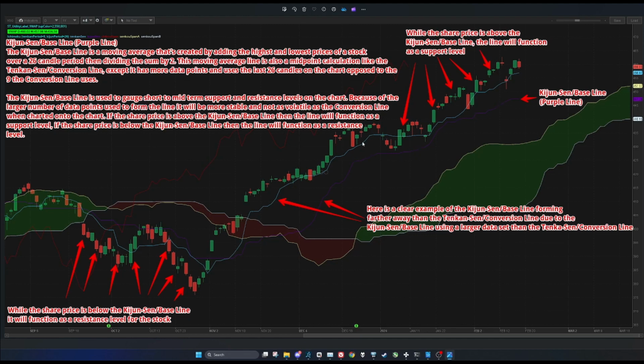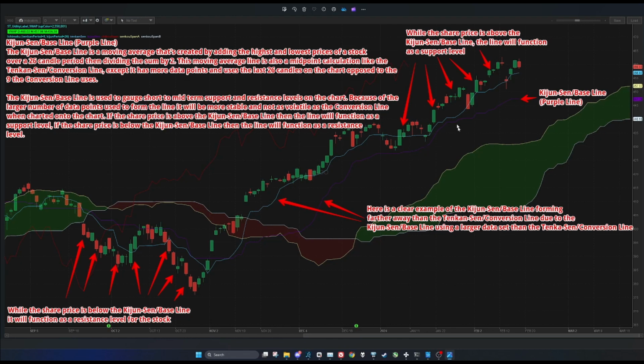So this line acts as a midterm support and resistance. So it's more significant than your Tenkan-sen conversion line, the blue line. And it's going to be a little bit further away compared to your share price. So as you can see, it's further away from the share price pretty often compared to the conversion line, which sticks closer to the share price. So as the stock is going up, it's trending up, you can see that the conversion line is sticking with the share price closer than the Kijun-sen baseline. The Kijun-sen baseline is acting as a significant level of support during this time frame.